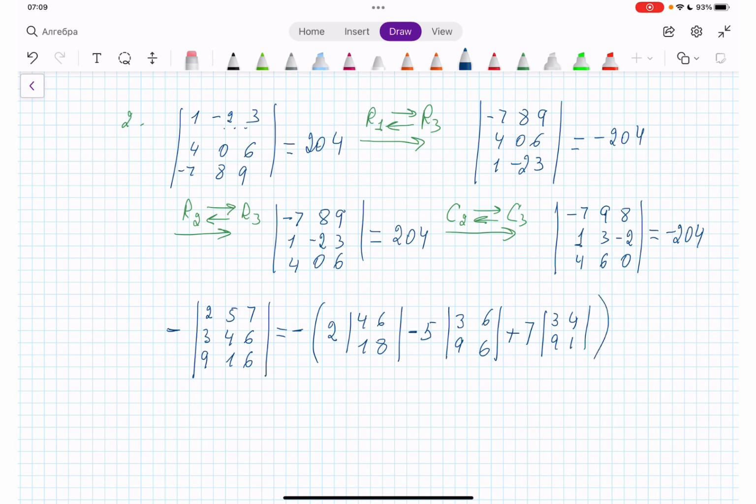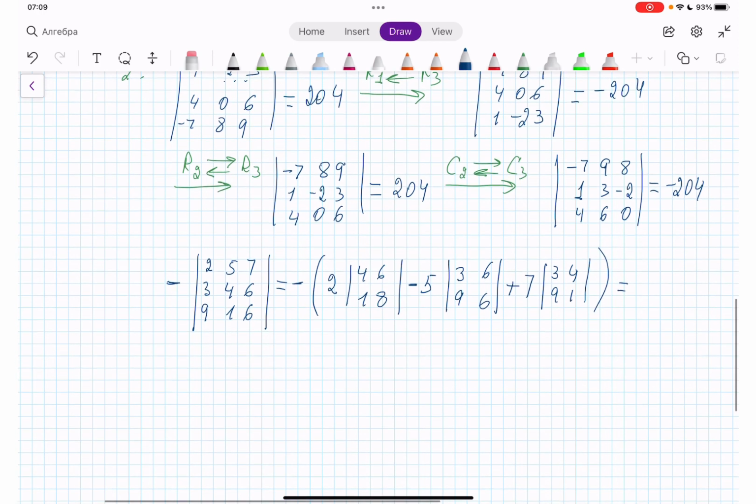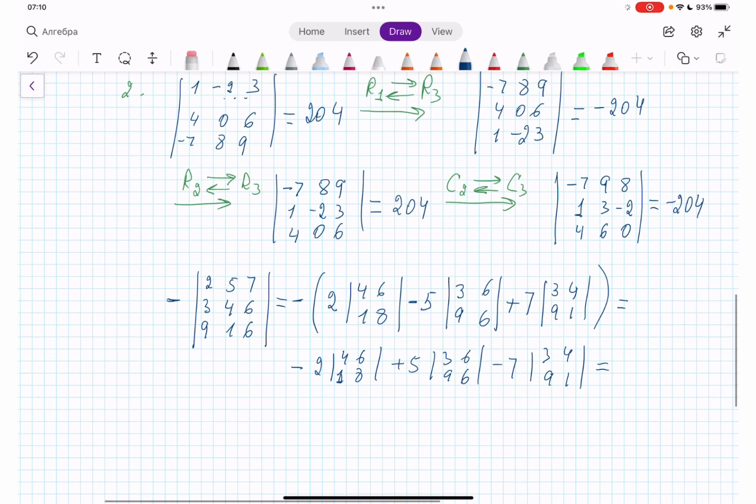and closing parentheses, and then we open parentheses, flip the sign, so it's going to be negative 2, 4, 6, 1, 8, plus 5, 3, 6, 9, 6, minus 7, 3, 4, 9, 1. Okay, I'm not going to calculate this. It's easy if you can calculate yourself, or if you don't know, go back to the video about determinant.